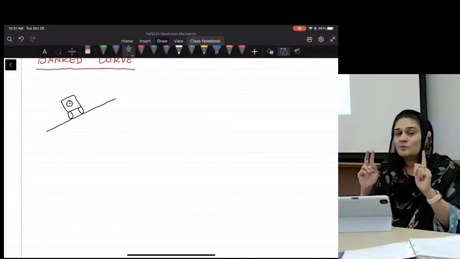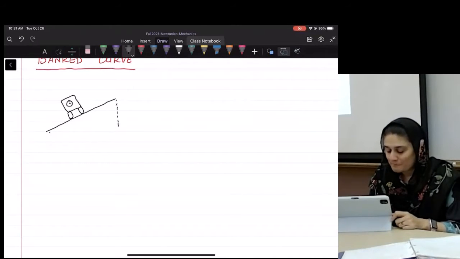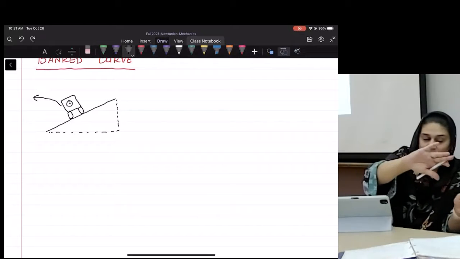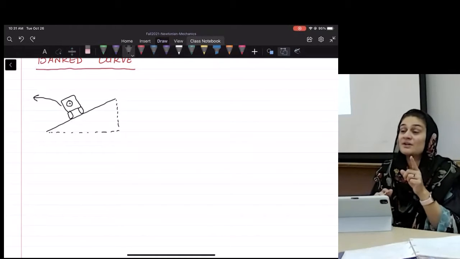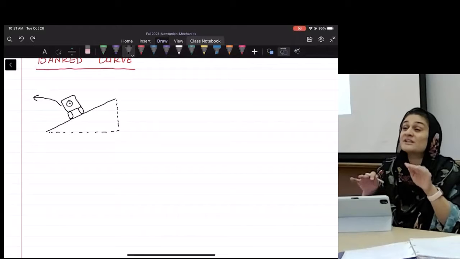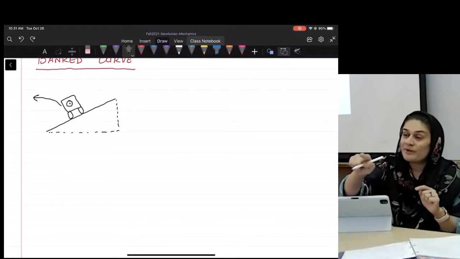Now, here's the question. Where is the centripetal force in this case? So this car is going around in a circle like this. And we are trying to bank it so that it comes back. Where will the centripetal force act? Down the slope? No, that's the mistake that everybody makes. It doesn't matter for the centripetal force how much it is banked. It always points towards the center.